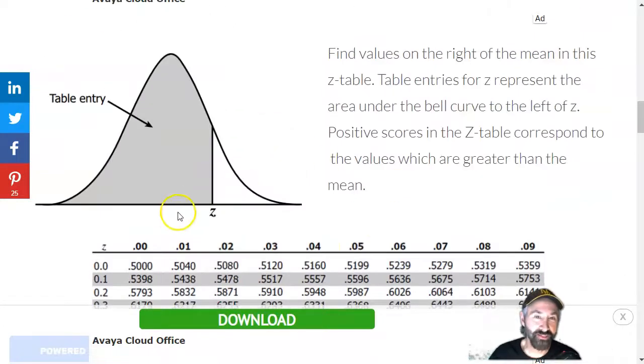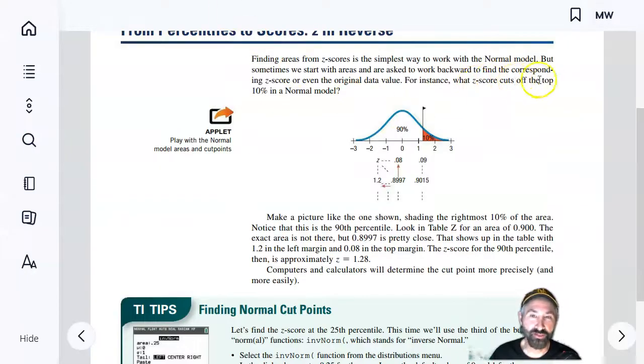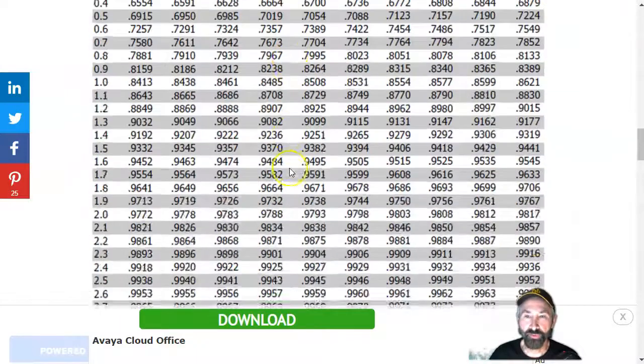What we can find, though, is 90%, and whatever the 90% mark is, the z-score for 90% below the z-score will be the same as the z-score for 10% above. So I'm going to try to re-say that. The z-score for 90% below is the same as the z-score for 10% above. So in this case, we're looking for 90% in the table, and that'll get us this z-score, and that'll be the same z-score as the one that we need for the score that cuts off the top 10%. So if we go and look, we will find, let's see here, 0.89, here we go, 0.8997 and 0.9015.